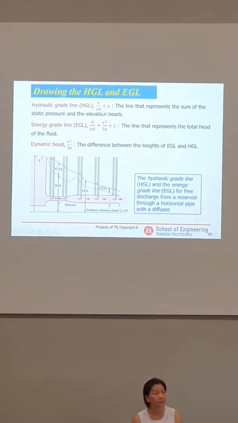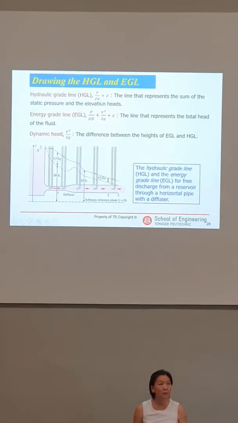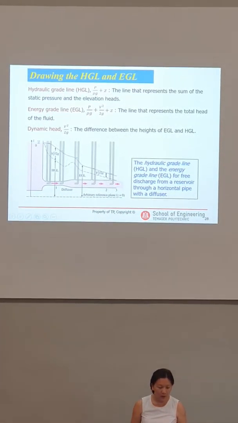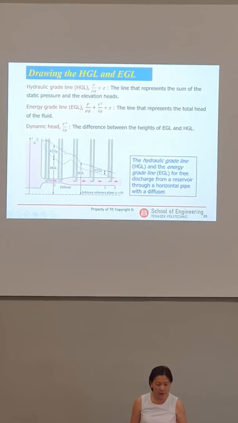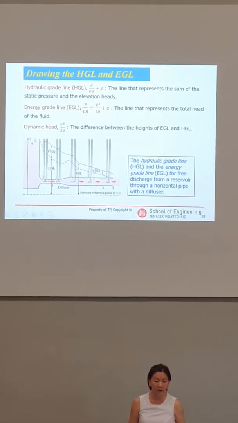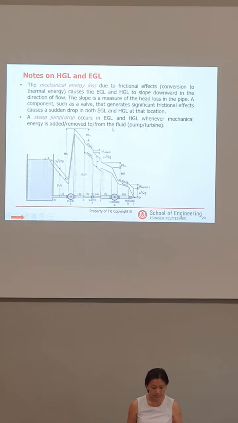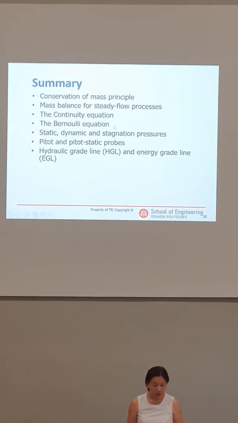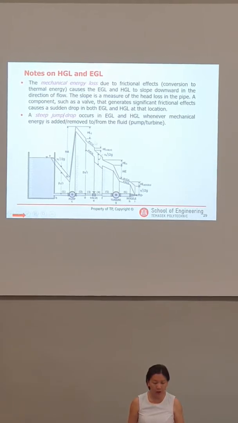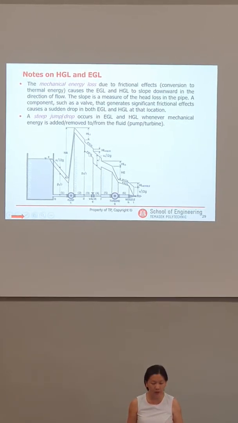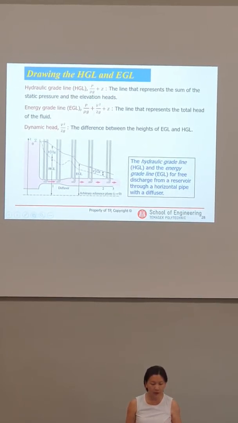Common MCQ question. So if you don't want to memorize so many things, at least remember that the energy grade line is always higher than the hydraulic grade line. Because why? There is a velocity term here. EGL is always higher than HGL because there's a velocity head.